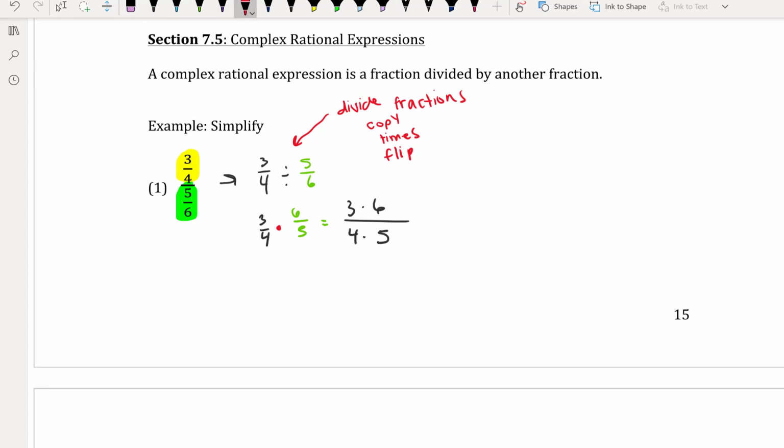Let's see if anything can cancel. Well, 4 and 6 have a 2 in common. So 4 divided by 2 is 2, and 6 divided by 2 is 3. So I'm going to have 3 times 3, which is 9, and 2 times 5, which is 10. So my final fraction there is going to be 9 divided by 10.